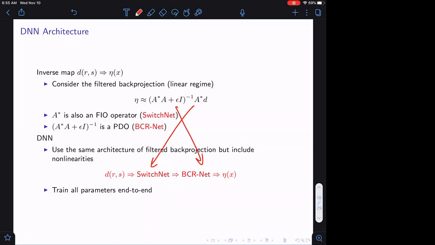That's a good point. First let me clarify. In practice, when we design a neural network architecture, it's motivated by this filtered back projection operator. But when we train it, we do not put any information of epsilon inside the neural network. When we get to the red line, we forget how we came to here, and then we just use the data to train it.